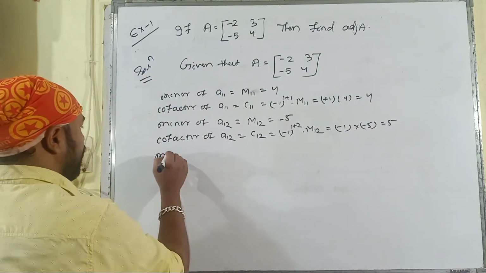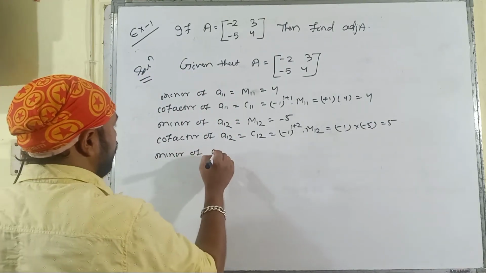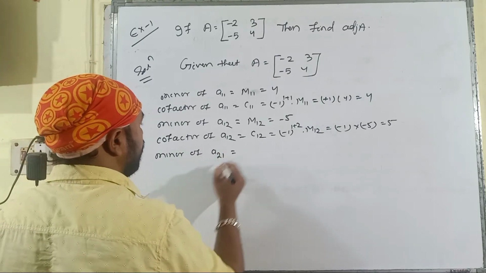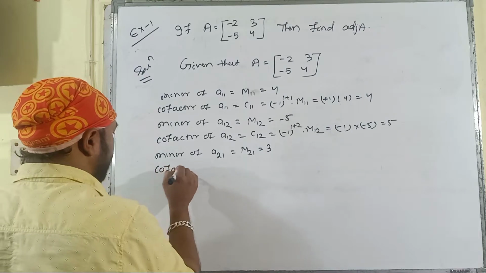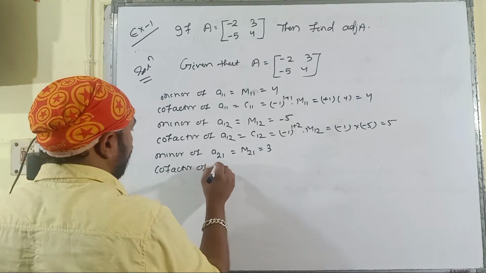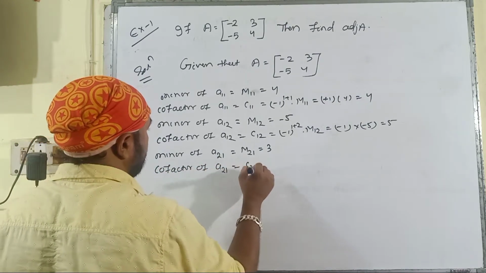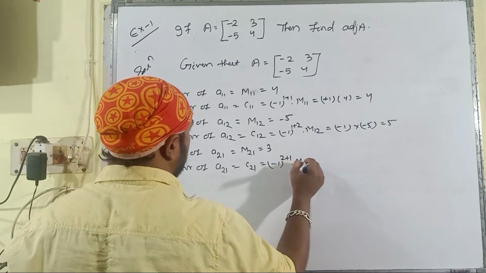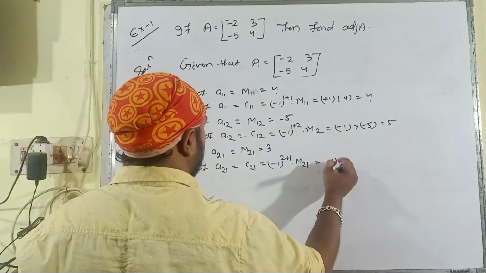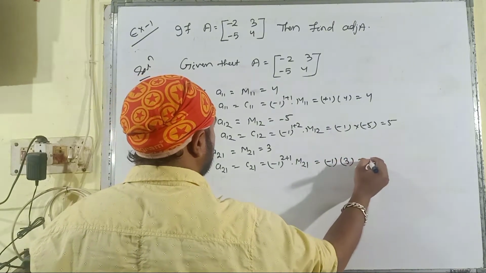Then similarly, minor of A21, it is M21, it is 3. Then cofactor of A21, it is C21, it is minus 1 to the power 2 plus 1 multiplied with M21, it is minus 1 multiplied with 3, it is minus 3.